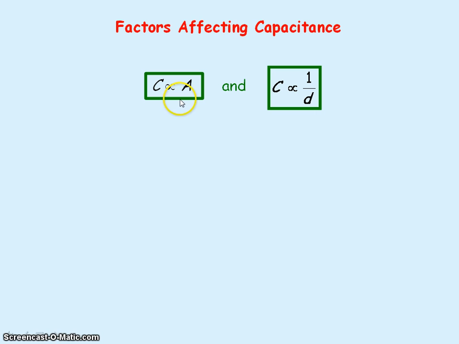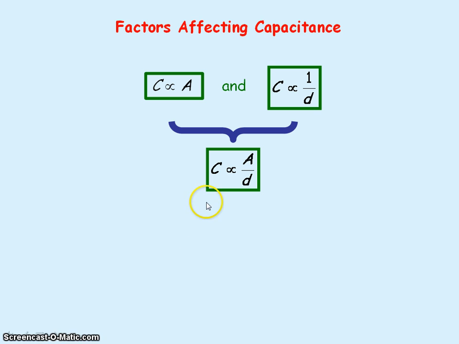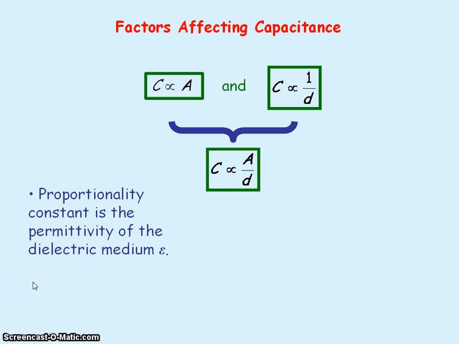So we've seen that capacitance is directly proportional to the area, but inversely proportional to the distance between the plates. So if we combine these two relationships, we get this. And to get this into an equation, we need a proportionality constant, and that is equal to the permittivity of the dielectric medium, given the symbol epsilon. Now remember, the dielectric medium is the medium, the insulator between the parallel plates. And so the capacitance is equal to epsilon A divided by D.